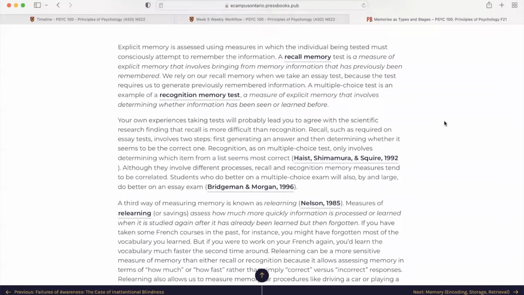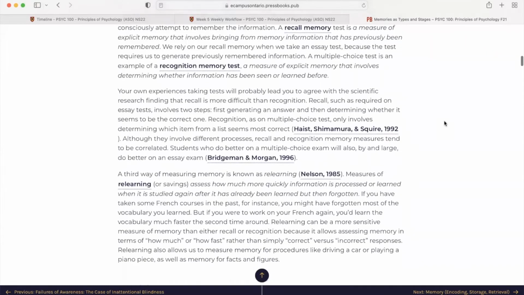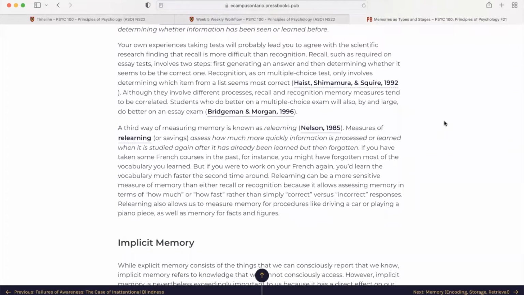Your own experiences taking tests will probably lead you to agree with the scientific research finding that recall is more difficult than recognition. Recall, such as required on essay tests, involves two steps: first generating an answer and then determining whether it seems to be the correct one. Recognition, as on multiple choice tests, only involves determining which item from the list seems most correct. Although they involve different processes, recall and recognition memory measures tend to be correlated. Students who do better on multiple choice exams will also, by and large, do better on an essay exam.